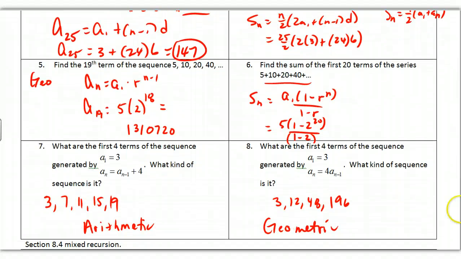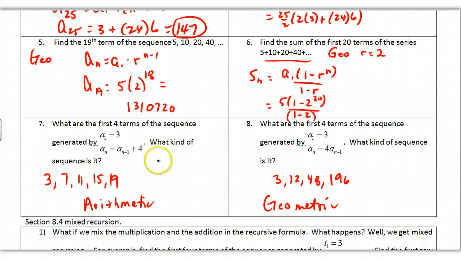And then number 5, this one's geometric, and so you use the particular term formula and plug it in, and there you are. This one's a geometric sum, because I'm multiplying by 2. So my ratio is 2, and I can find out what's going on there. That's the same as what we have there.